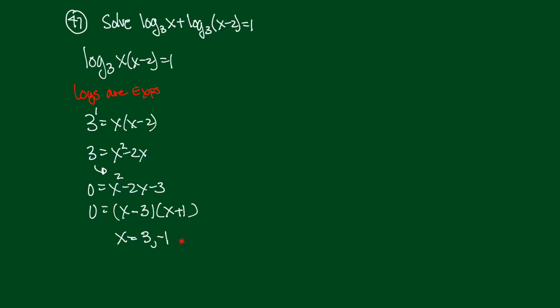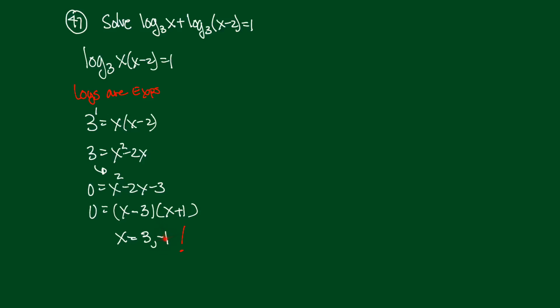Oh, but alert here. Okay, alert. We have to check these. Look at this. If you put in 3, what do you get up here? Log of 3, and then over here you get the log of 1. All right, now those are fine, because you can take logarithms of positive numbers. You cannot take the log of 0, and you can't take the log of negative numbers. So no logs of 0, no logs of negative numbers. So the 3 looks like it's okay.